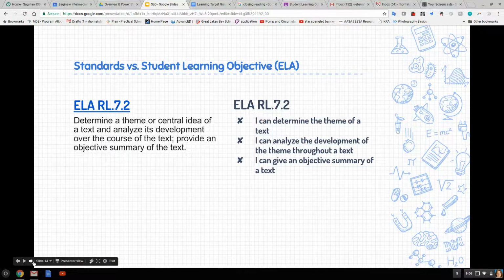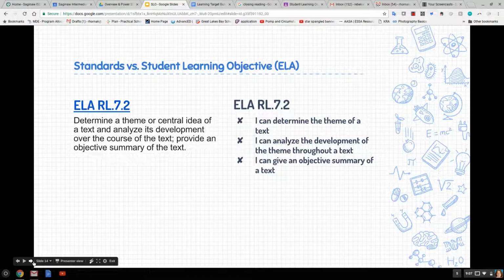Here's another example from ELA 7th grade. I can determine the theme of a text, I can analyze the development of the theme throughout a text, and I can give an objective summary of a text. Once again, while I appreciate challenging vocabulary and pushing our kids, they don't really know what this means. And sometimes I like to question the teachers, do you know what this means?